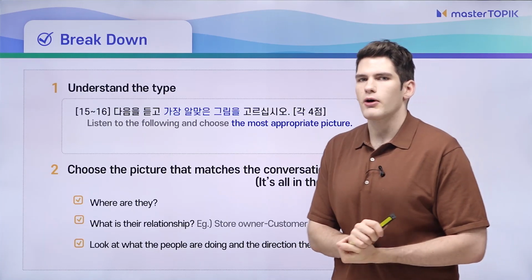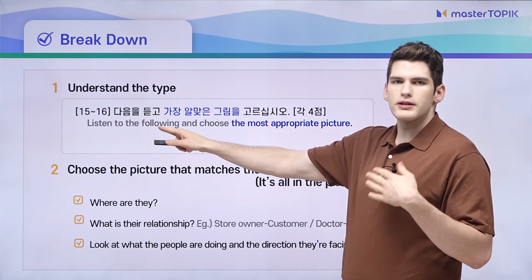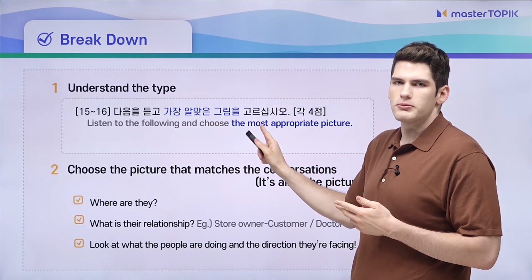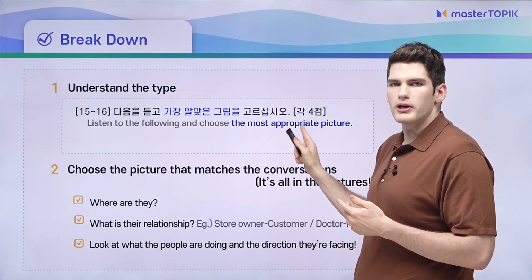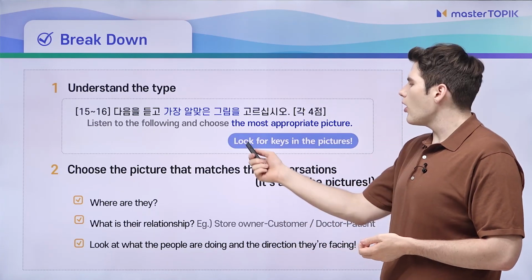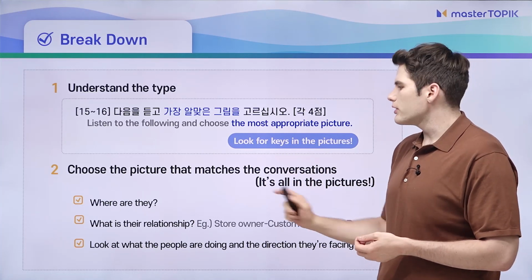So let's break it down. We're understanding the type. 다음을 듣고, listen to the following. 가장 알맞은 그림을 고르십시오. Just choose the most appropriate picture. And really, it's all going to be in the pictures. It really is all in the pictures. What are you going to check?